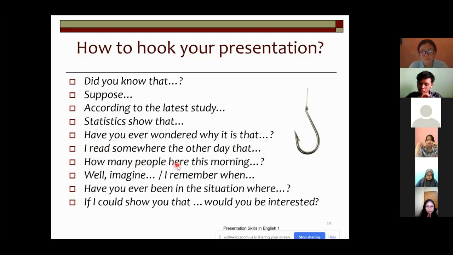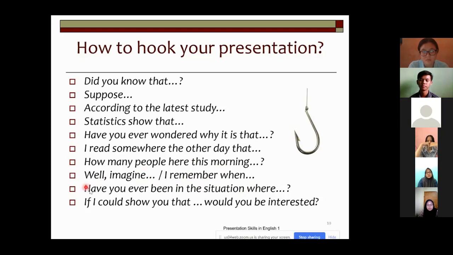Or, how many people are here this morning? You may ask that, then you try to count your participants, your audience. This is to hook your presentation, to get your audience's attention. Or you may say, ladies and gentlemen, imagine, or, ladies and gentlemen, I remember when. Then you tell a story that is relevant to what you are going to talk about in your presentation.